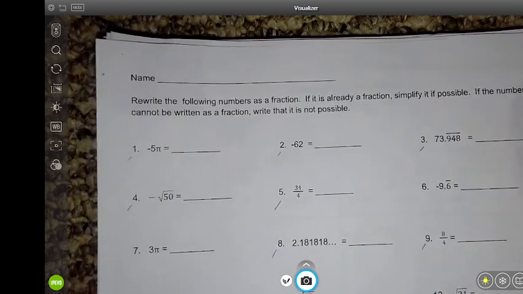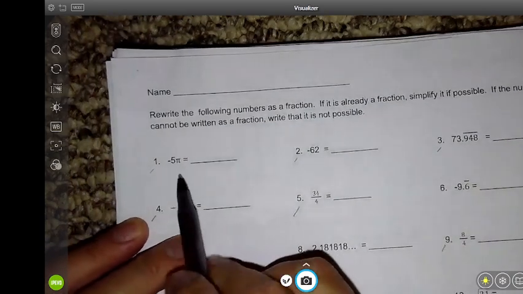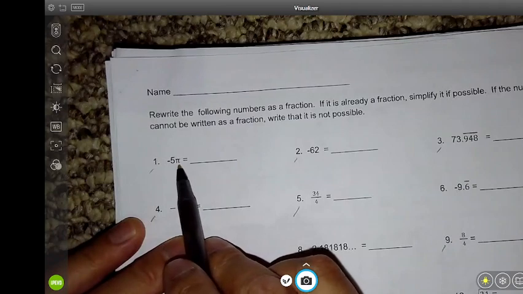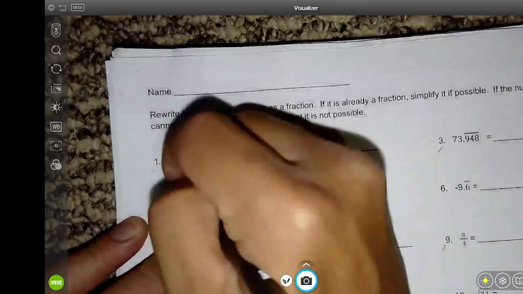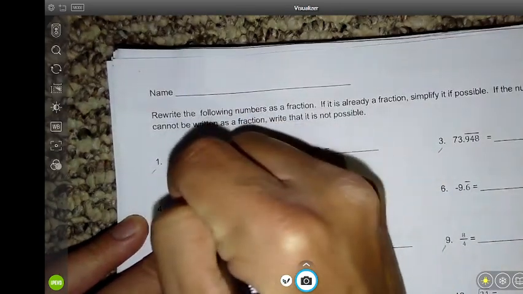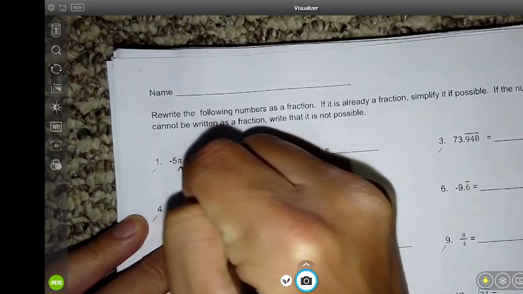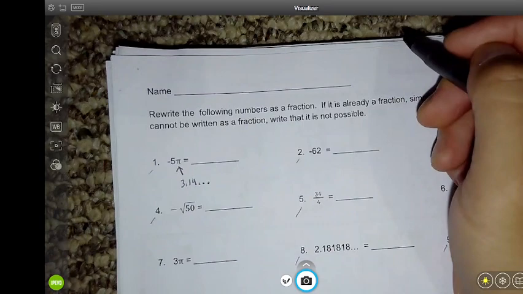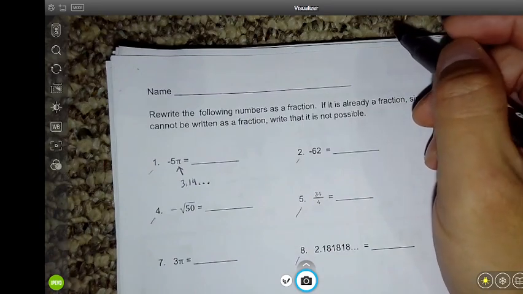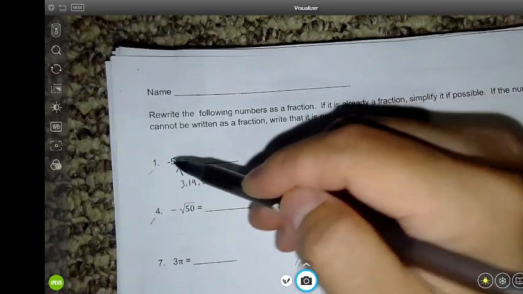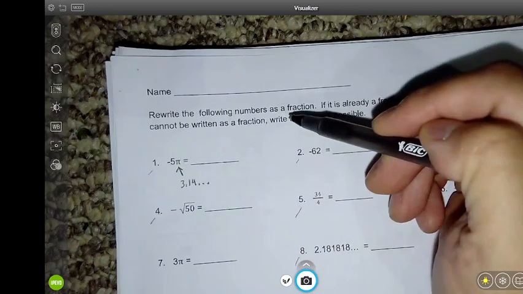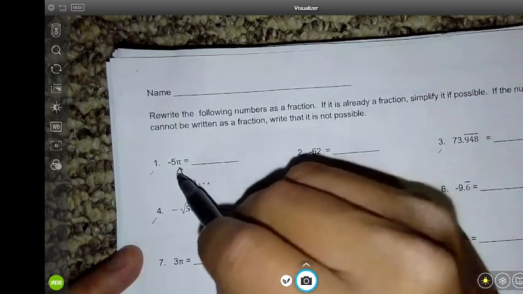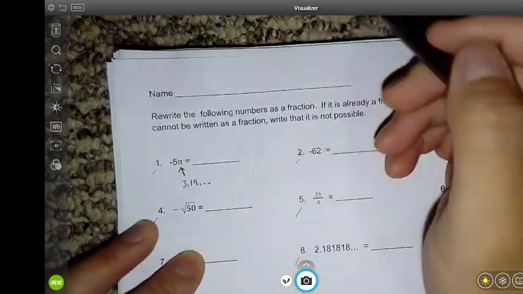Number 1, okay? This number, pi, is 3.14, and we know it's a decimal number. It goes on, a non-terminating, non-repeating decimal number. Anything with a pi in the number, this symbol pi, you cannot write as a fraction.